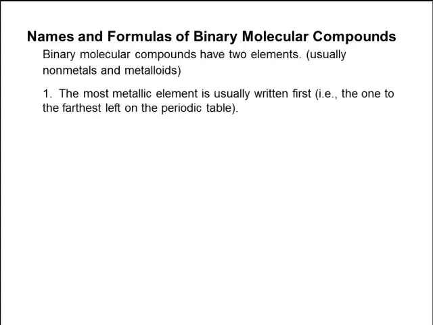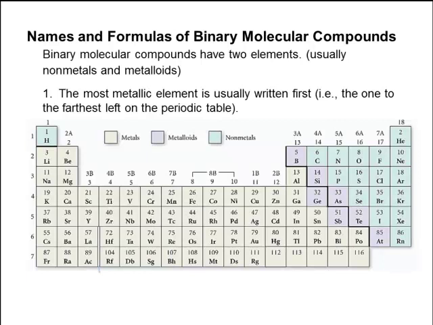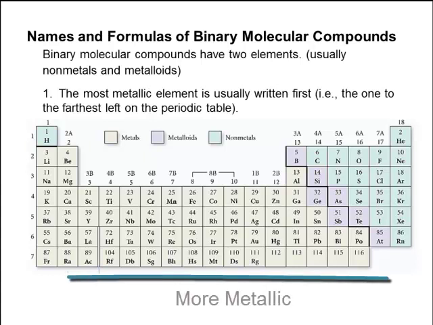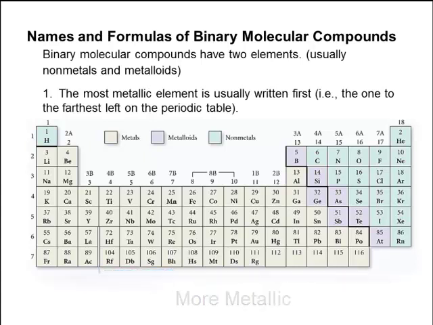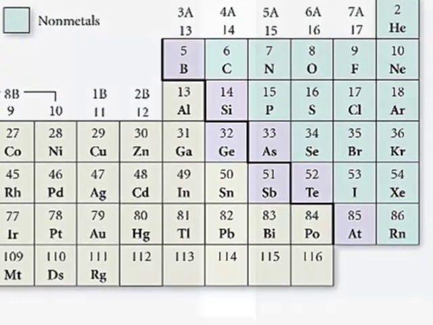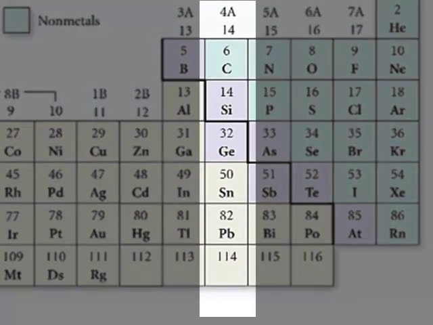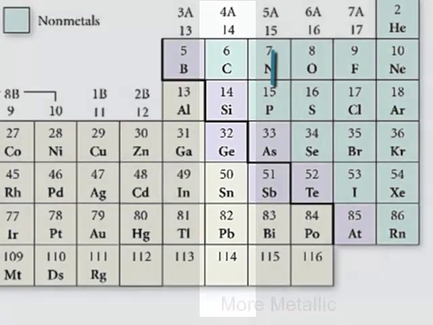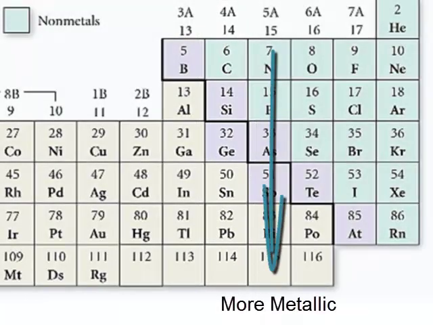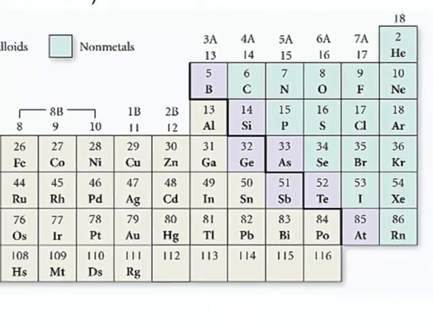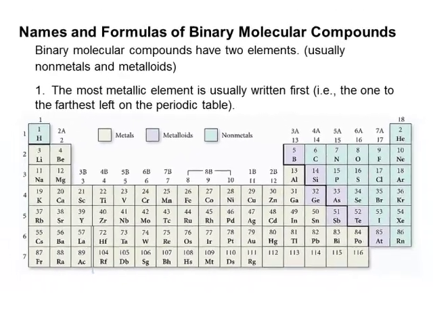One thing to keep in mind as you're writing names and as you're writing formulas, typically the most metallic element is going to be written first. So if we look at the periodic table, metals are on the left-hand side of the periodic table, so as we go across a row, we get more metallic as we go to the left. What about down a column? Well, if I look at 4A, it starts with carbon, ends with lead. Carbon's a nonmetal, lead is a metal, so as I go down a column, I get more metallic. So keep that in mind. Typically, the most metallic one is written first.